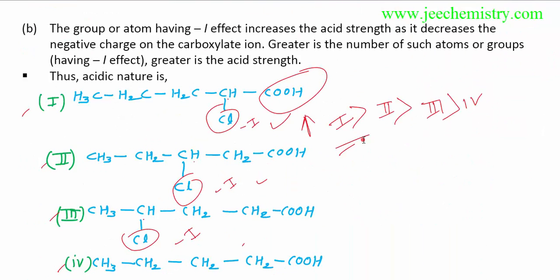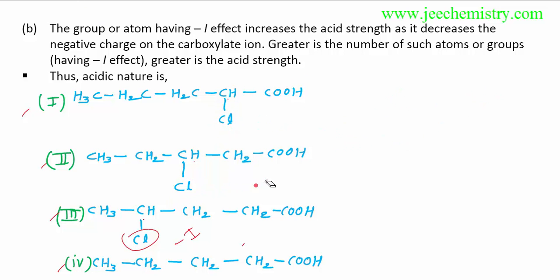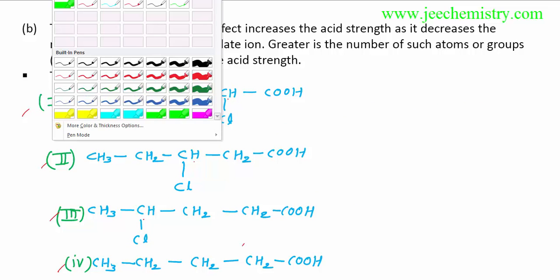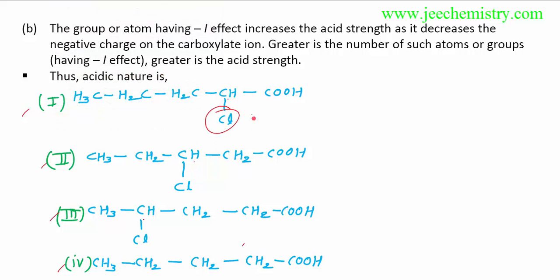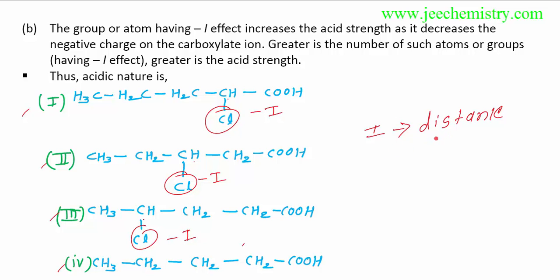I have some examples like this. Among these four compounds, 1, 2, 3, 4, which one is more acidic? Now we can clearly say that this compound has a minus I group, this compound has a minus I group, and this compound has a minus I group. This compound doesn't have any I group. The I effect is dependent on distance, so as the distance increases, the I effect decreases.